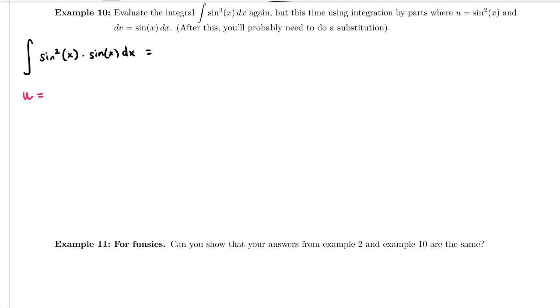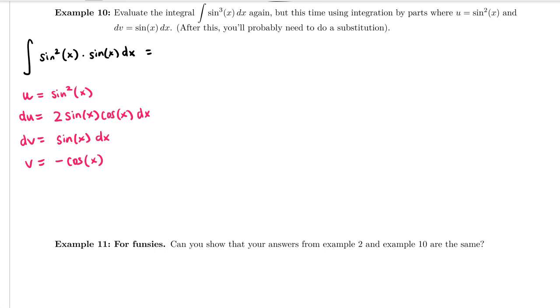So we're starting off by setting u equal to sine squared x, and then if I take the derivative, we get du equals, I'm going to bring the power down, so I have 2 times sine of x, and then from there I need to use chain rule and multiply by the derivative of sine of x, and then dx. And then dv, it tells us to make that equal to sine of x dx. And if we integrate, we get v equals negative cosine of x.